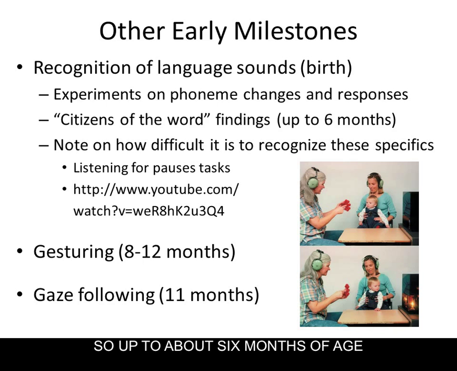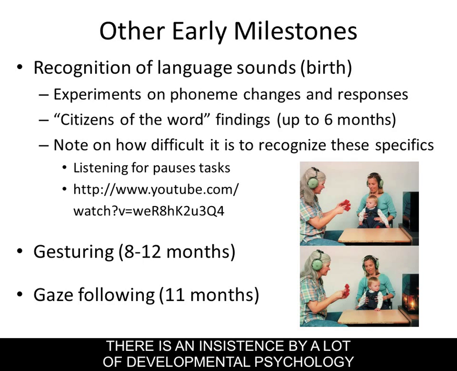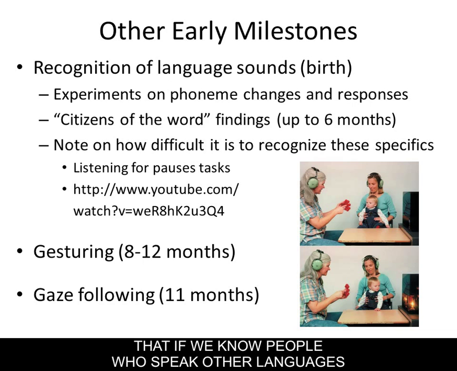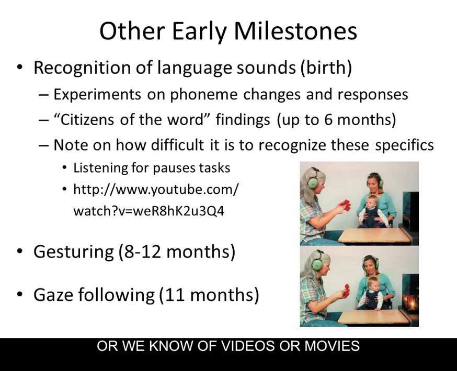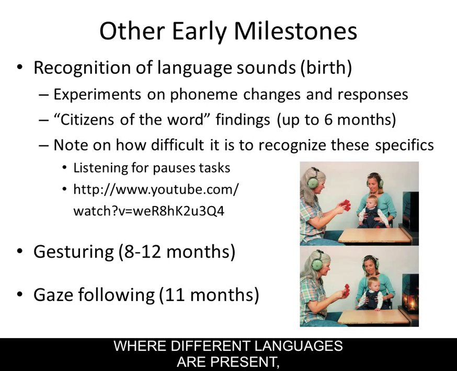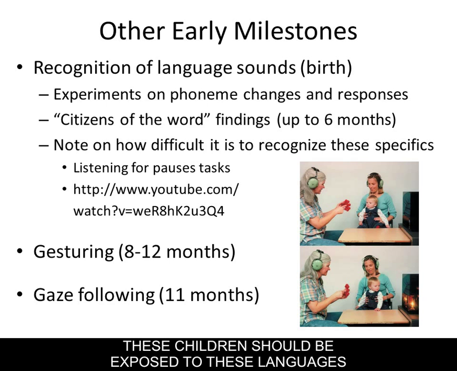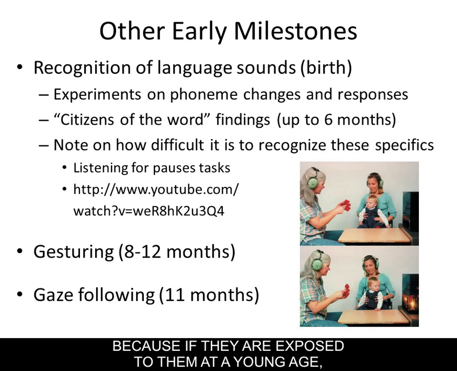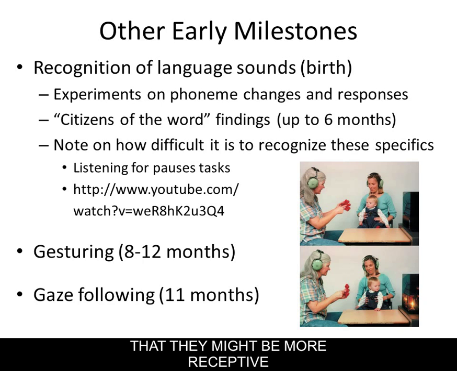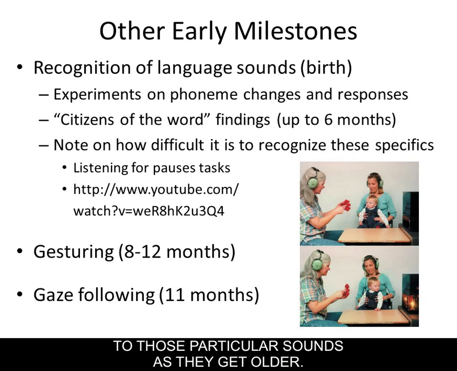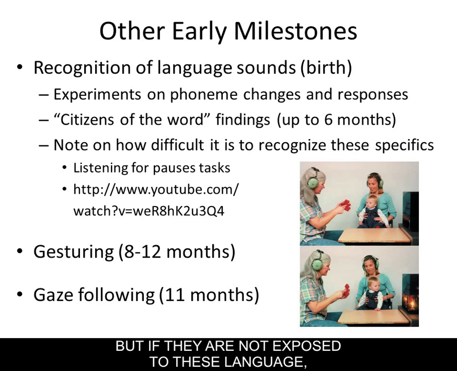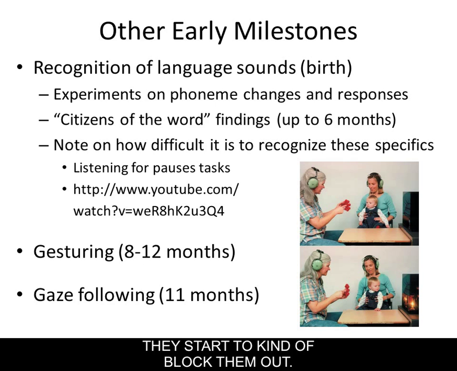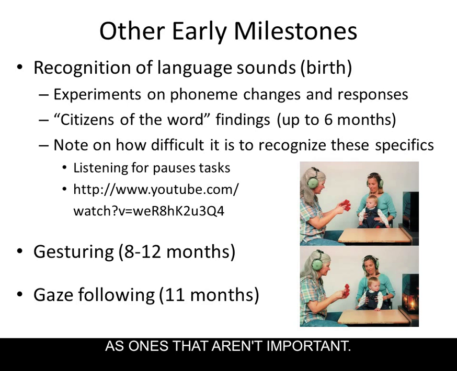So up to about 6 months of age, there's an insistence by a lot of developmental psychologists that if we know people who speak other languages, or we know of videos or movies where different languages are present, these children should be exposed to these languages, because if they are exposed to them at a young age, a number of studies have shown that they might be more receptive to those particular sounds as they get older. But if they're not exposed to these languages, if they're not exposed to those phonemes, they start to kind of block them out. They start to perceive those phonemes as ones that aren't important.